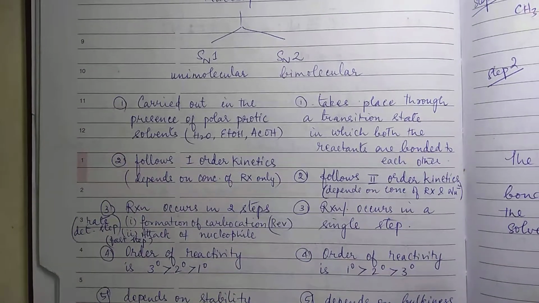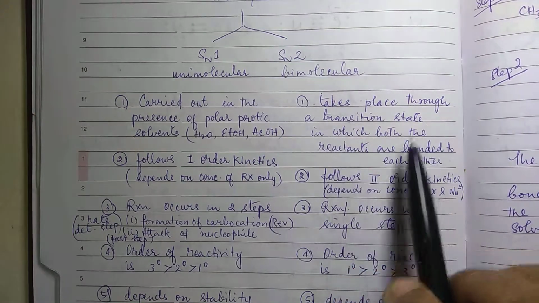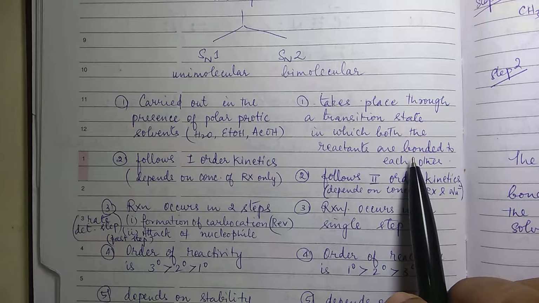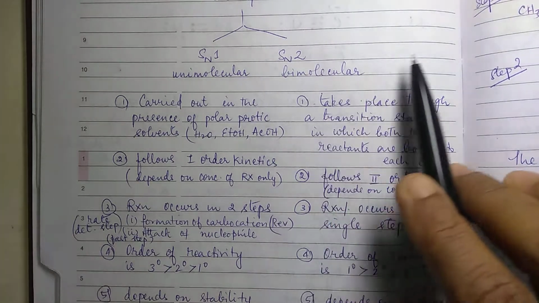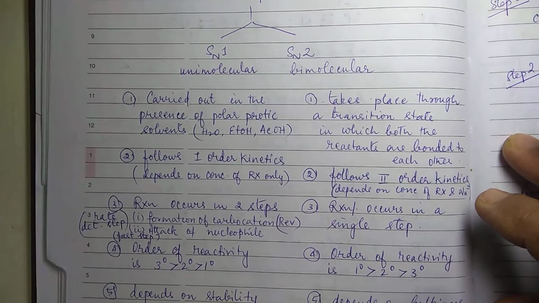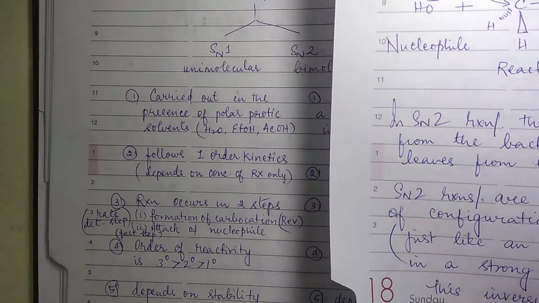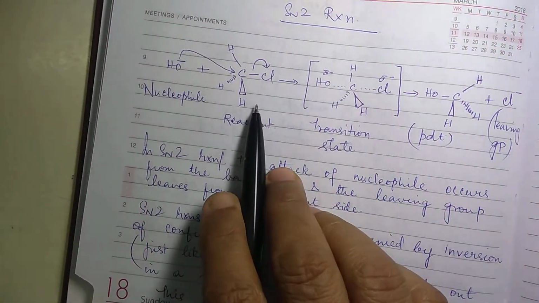Now, in the case of SN2, this takes place through a transition state in which both the reactants are bonded to each other. This we will see with one example and try to understand that better. You can see it here. Now here, this is the reactant.